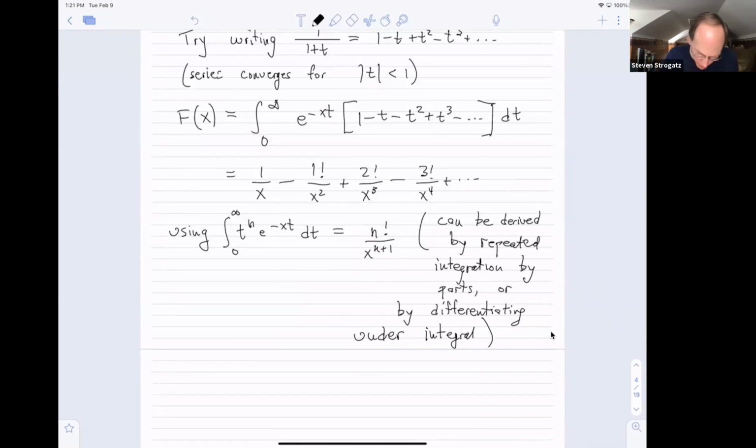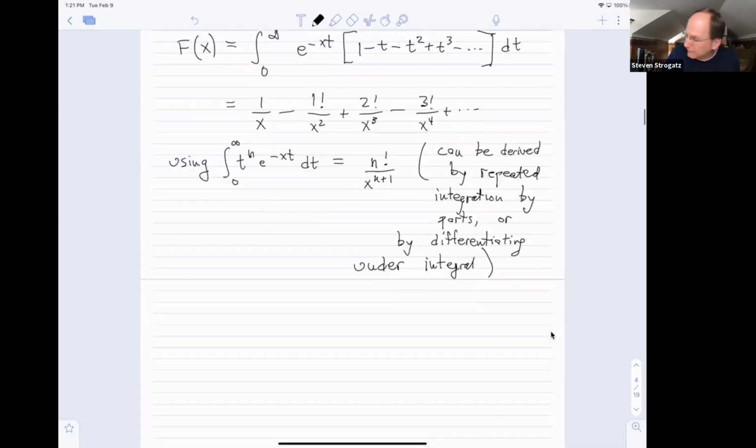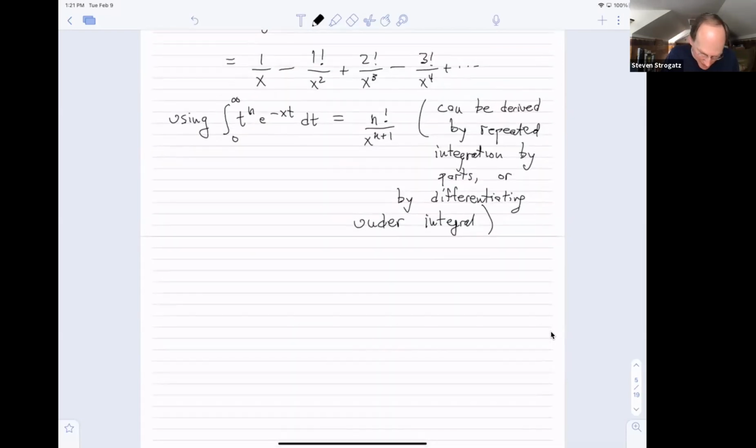Okay, so let's continue. Anyway, I get this formal expression for f of x. And you could ask, does this series converge? And the answer is no, it doesn't actually.